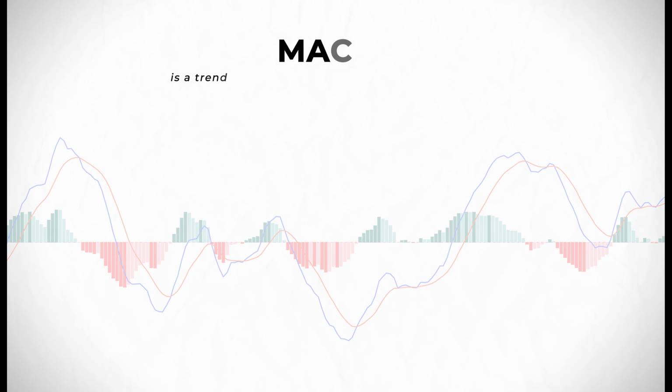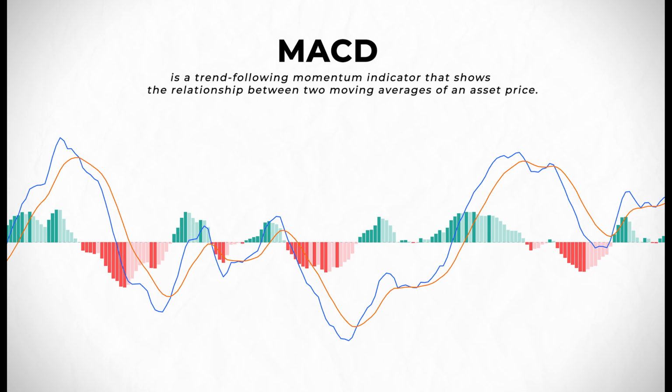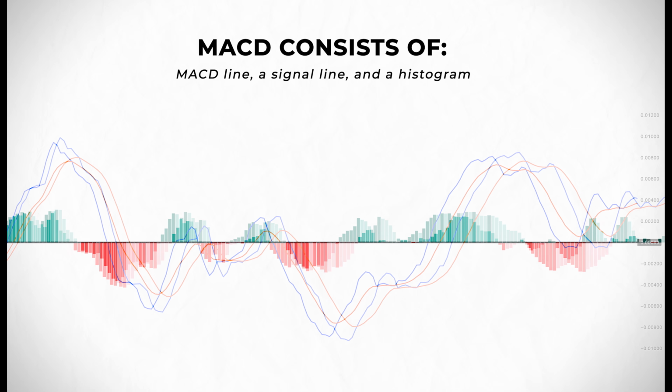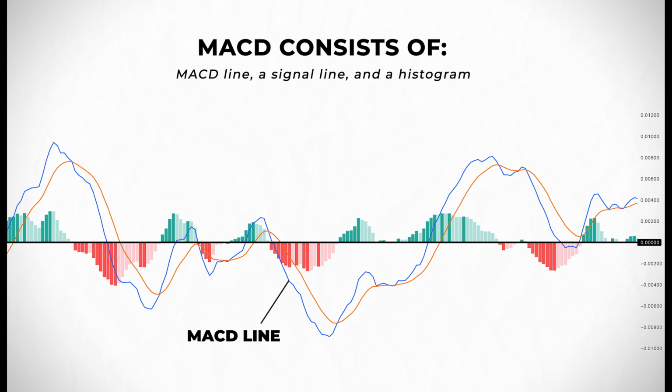So our final stop is the MACD, which is a trend following momentum indicator that shows the relationship between two moving averages of an asset. This indicator consists of the MACD line, a signal line, and a histogram that basically displays the distance between the MACD line and the signal line.